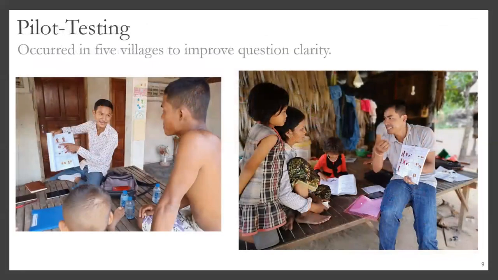Then we moved on to pilot testing, which occurred in 5 villages in order to improve question clarity. We got feedback from real rural Cambodian household members, and we were able to modify the question wording and imagery based on that feedback. Enumerators also provided feedback from that testing as well.